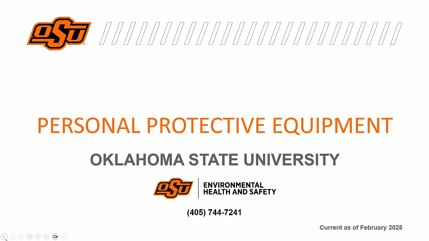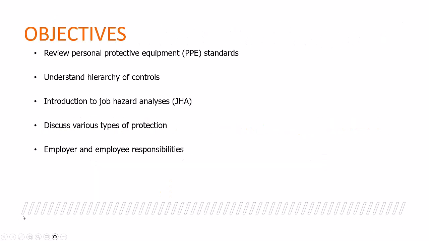Today we're going to talk about personal protective equipment. There's a few things we're going to review as personal protective equipment standards. We also cover the hierarchy of controls, cover just a little bit about what a job hazard analysis is, or a JHA, discuss various types of protection, and the other thing too is employer and employee responsibilities.